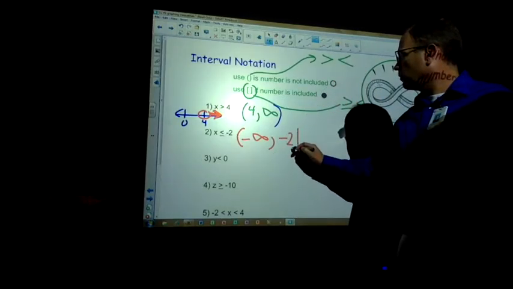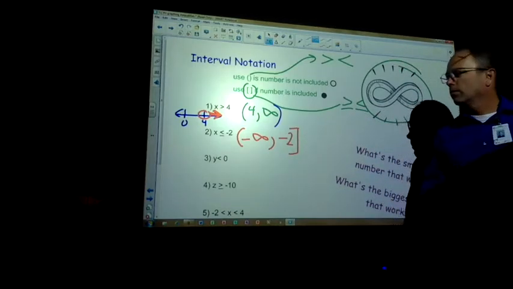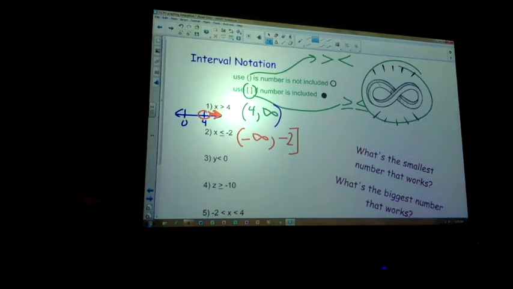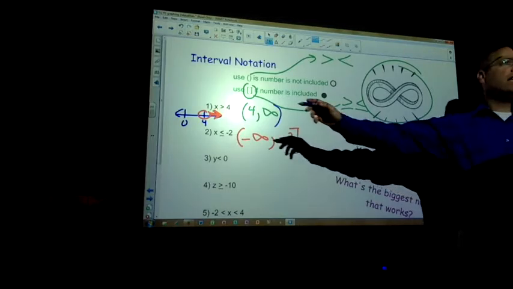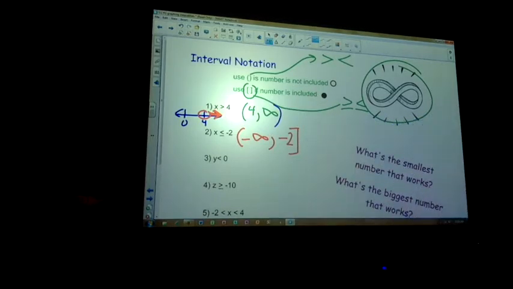Wait, I don't get it. Why is the front of infinity a parenthesis and the back the bracket? I can't get all the way to negative infinity. I'll never get there. So infinity is not ever going to use a square bracket. It's going to be a rounded bracket as far as this goes.